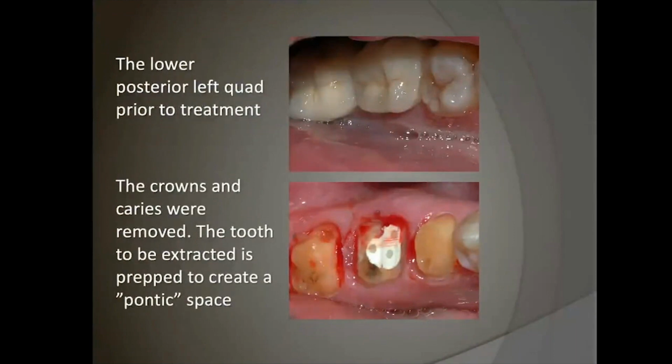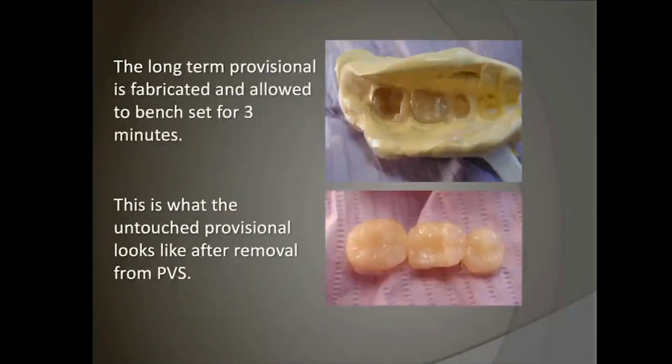And what we'll do is we'll take the crown off the most distal molar and prep the premolar. And the tooth to be extracted is prepped to create a pontic space. So we'll just remove the crown and then using a football diamond kind of ditch out that area where the pontic should be. Then it's just a matter of making your provisional bridge and allowing it to bench set for a few minutes in order for it to fully polymerize and shrink.